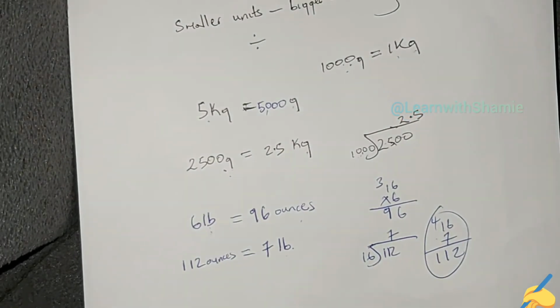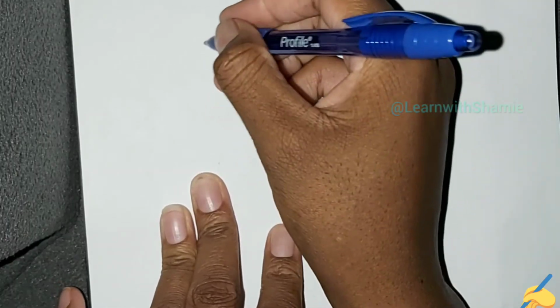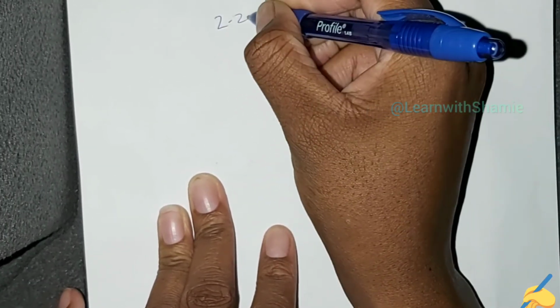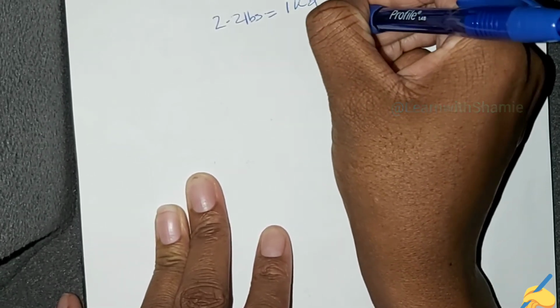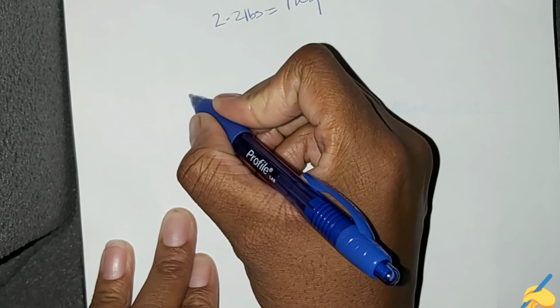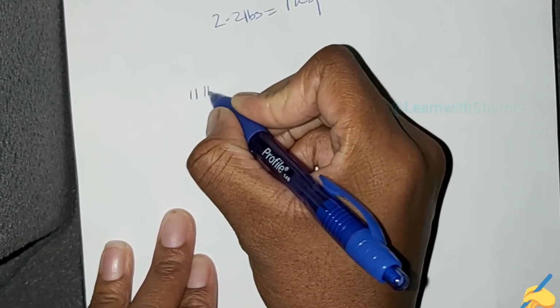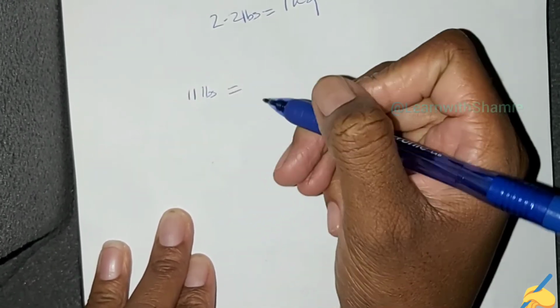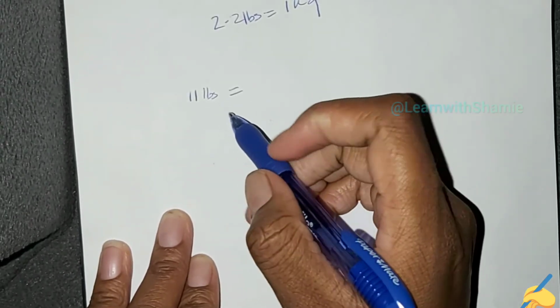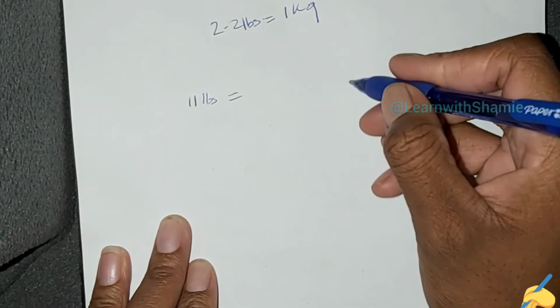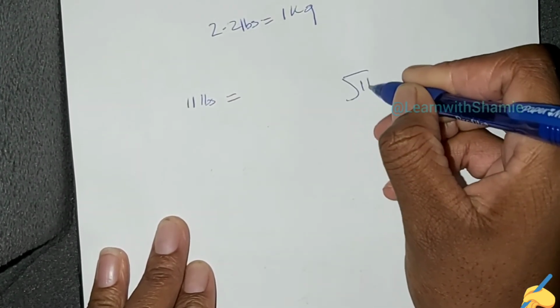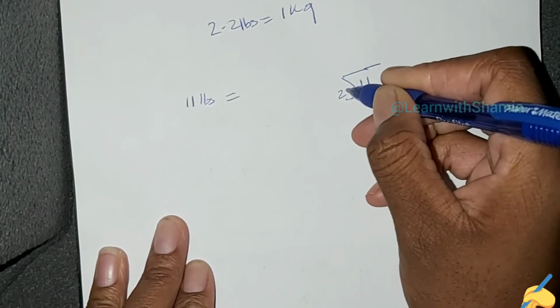We're going to do a few examples converting from pounds to kilograms and from kilogram to pounds. So please be reminded that 2.2 pounds is equal to 1 kilogram. So the first example, we're going to convert 11 pounds into kilograms. Being that we are converting from a smaller unit to a bigger unit, we are going to divide. So we're going to divide the 11 pounds by 2.2.